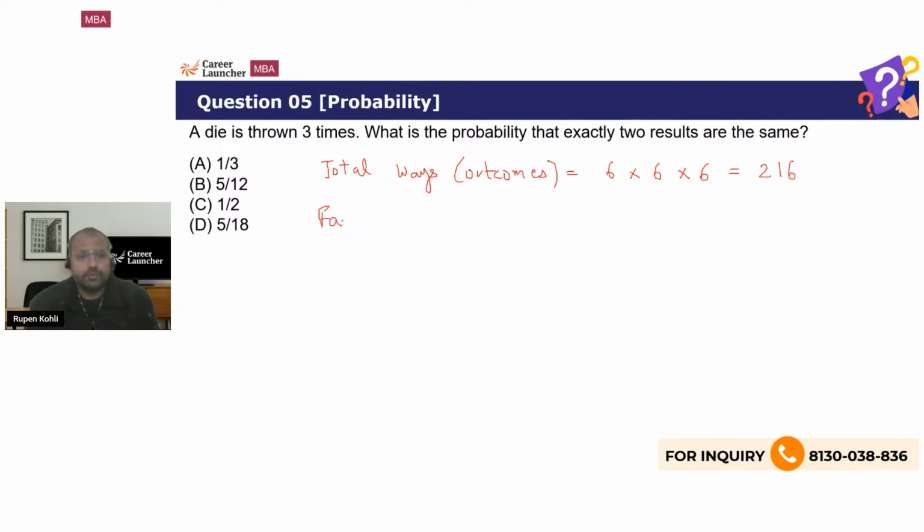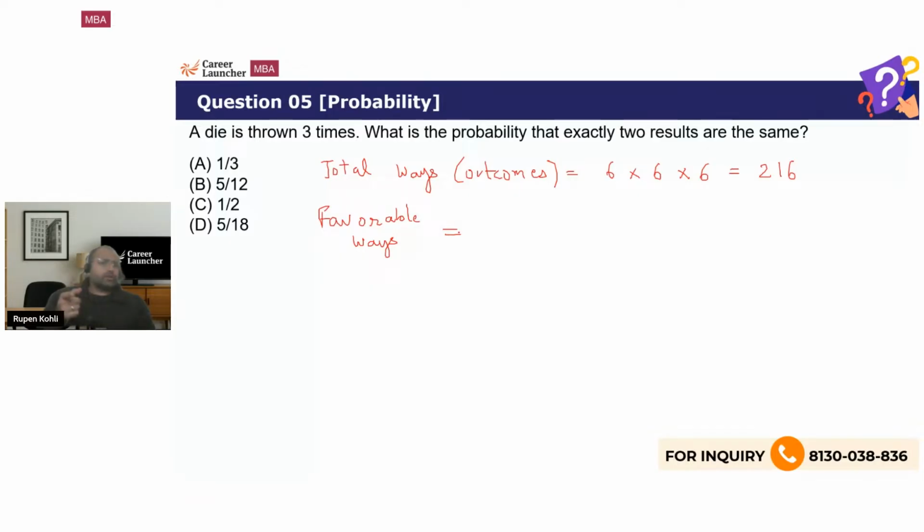What is the favorable ways? Favorable ways are the ways when exactly 2 dice should show the same number and the third dice should show a different one. So here in this counting, there are 2 main steps involved. First, making the decision that which numbers will turn up, what combination of values, and then assigning those values amongst the dice.